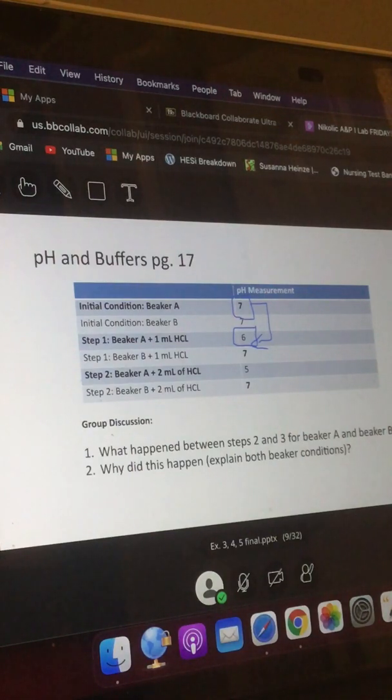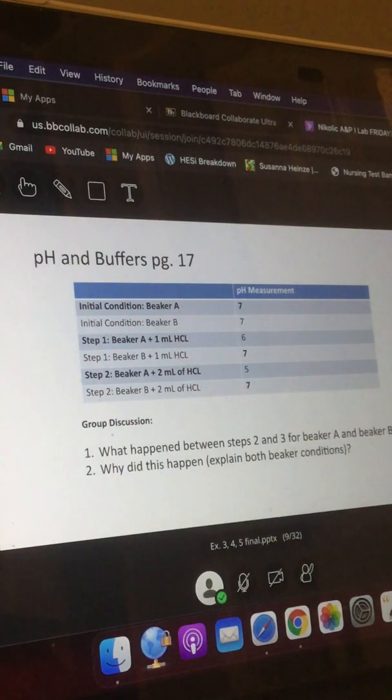So becoming more acidic is the exact same as decreasing the pH. So just make sure you're careful with that so that you don't misinterpret a question because you're rushing on the test. So here we go. Beaker A with 1 milliliter of hydrochloric acid becomes pH 6. It decreases 1 pH. It becomes more acidic.